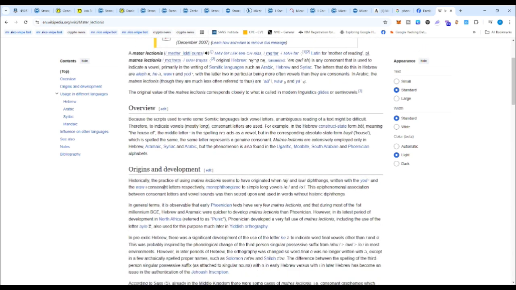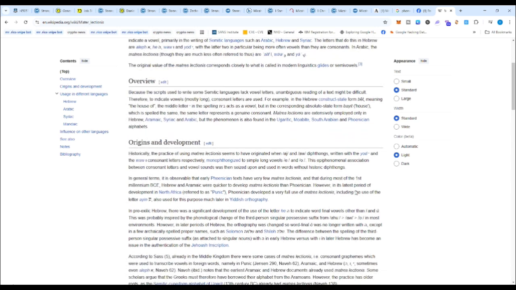Origins and development. Historically, the practice of using matres lectionis seems to have originated when the diphthongs written with the Yod and the Vav consonant letters respectively monophthongized to simple long vowels E and O. This association between consonant letters and vowel sounds was then seized upon and used in words without historic diphthongs. In general terms, early Phoenician texts have very few matres lectionis, and during most of the first millennium BCE, Hebrew and Aramaic were quicker to develop matres than Phoenician.